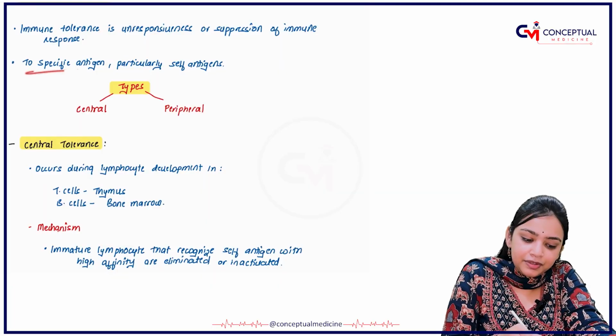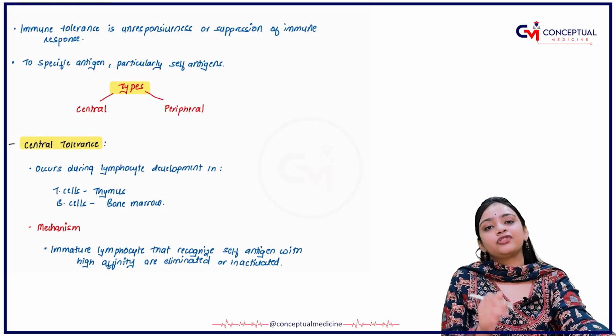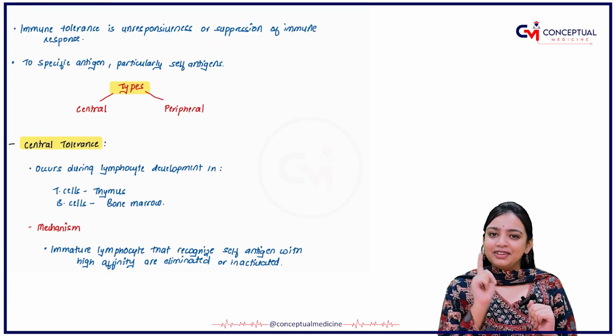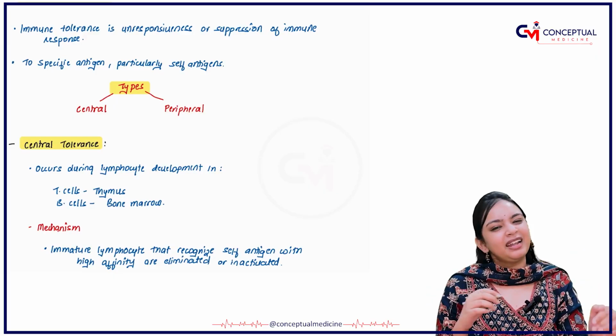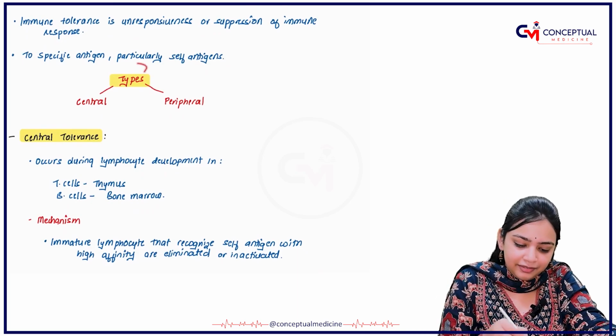So it happens to any specific antigen, and particularly the self-antigen. Just like your brother, he will talk to everyone around you, but he will not talk to you. Okay, but after some time he will start talking to you, so don't worry. After two to three days, everything will be fine.